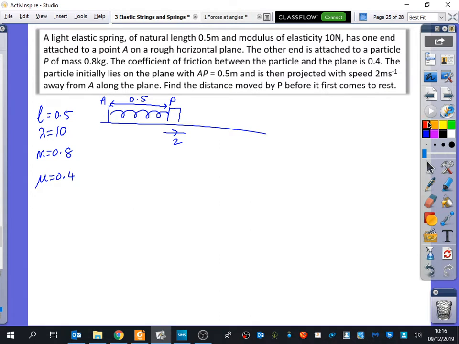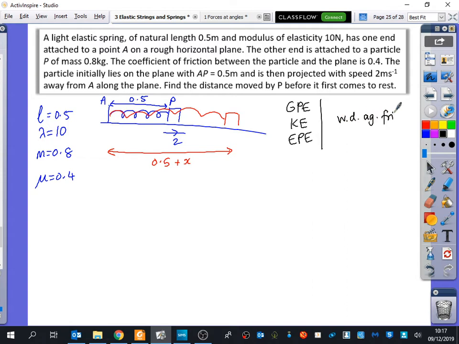And we know that afterwards, it's going to go all the way along here. So the distance that it's going to move the whole way along will be 0.5 plus the extension that's in the spring. And we're now going to think about the 3 different things that we've got, which is GPE, KE, EPE, and then we're going to think about work done against friction. We're going to have to take that into account as well. Luckily, it's on a horizontal plane. Otherwise, if it was on a slope, you'd need to find out a few more things.